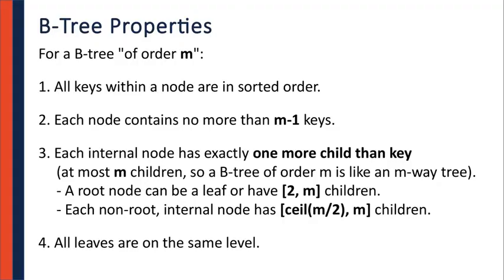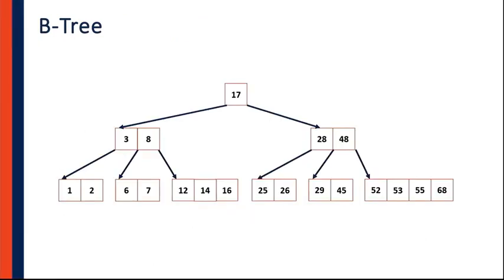The last thing to mention is that all the leaves in a B tree are always going to be on the same level. The way we construct this tree means that we're never going to have leaves that are on different levels. So a B tree is always going to have the same height no matter which path you take down the B tree. Here's an example B tree.